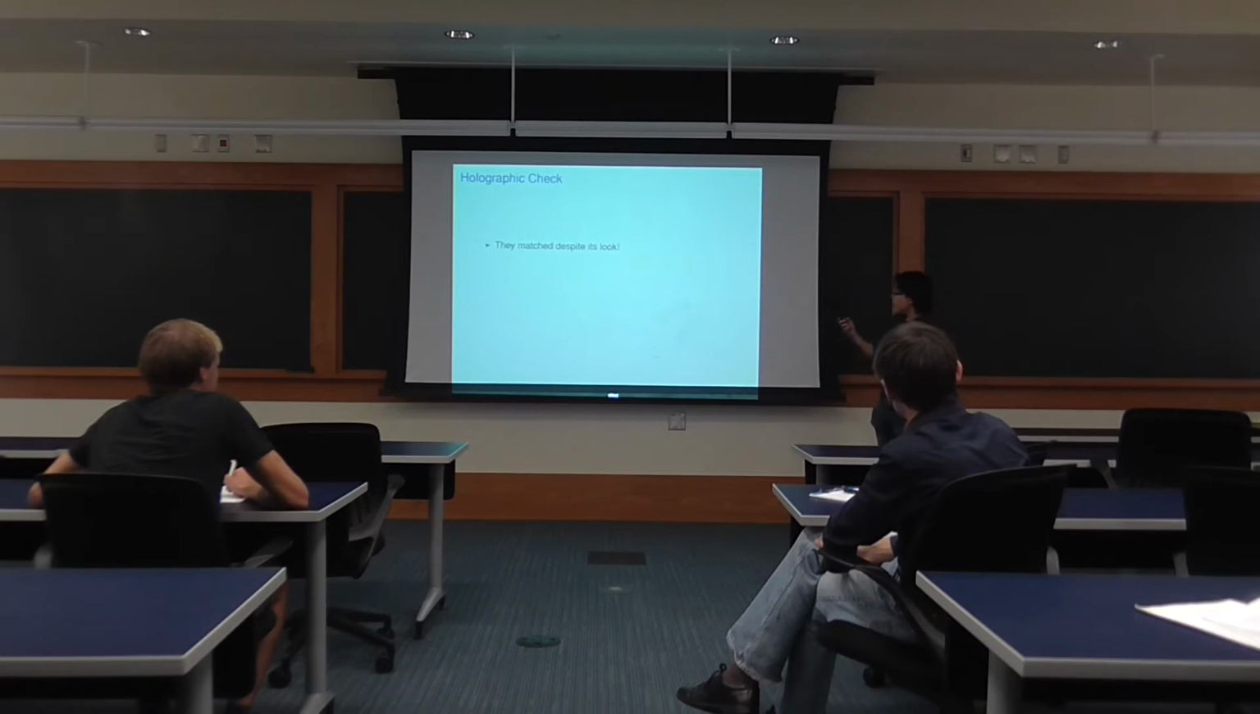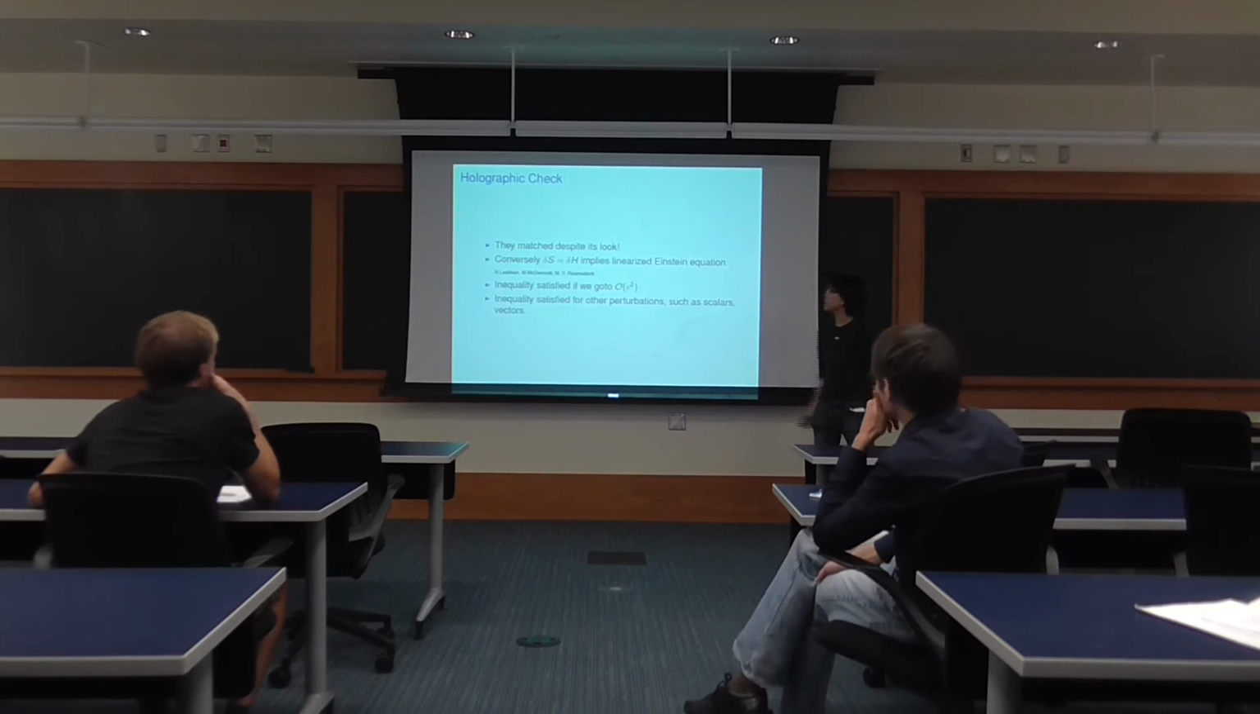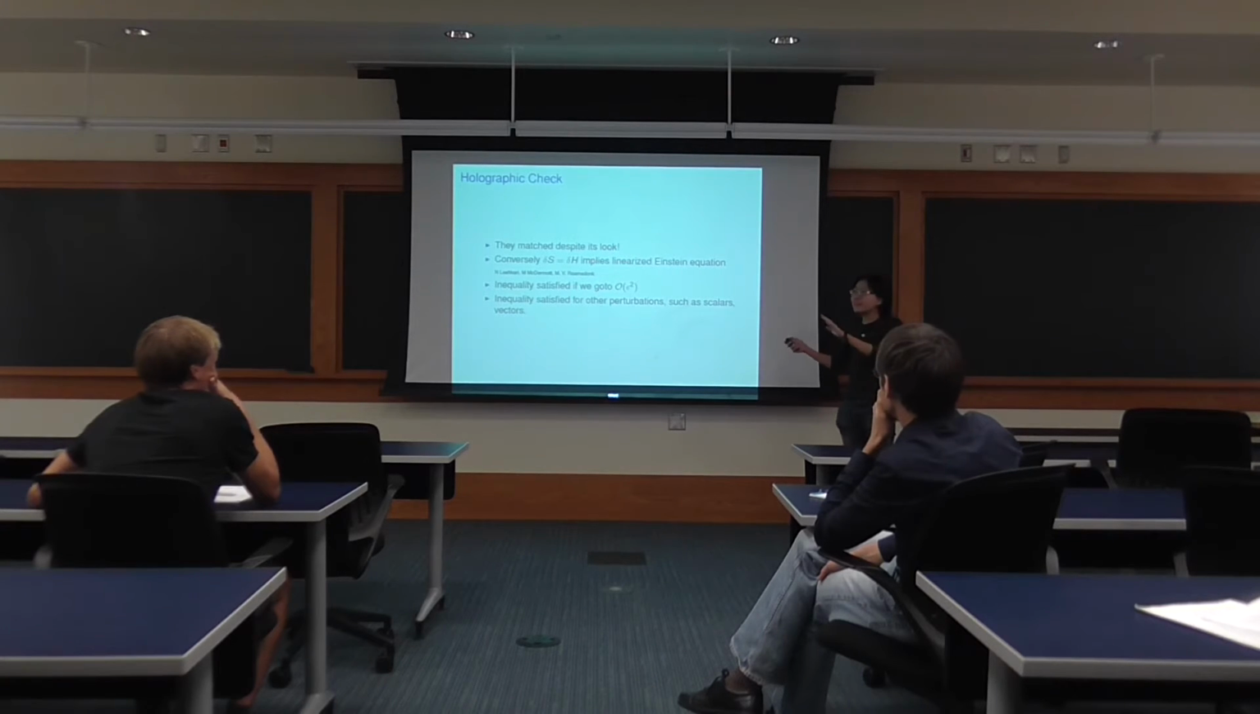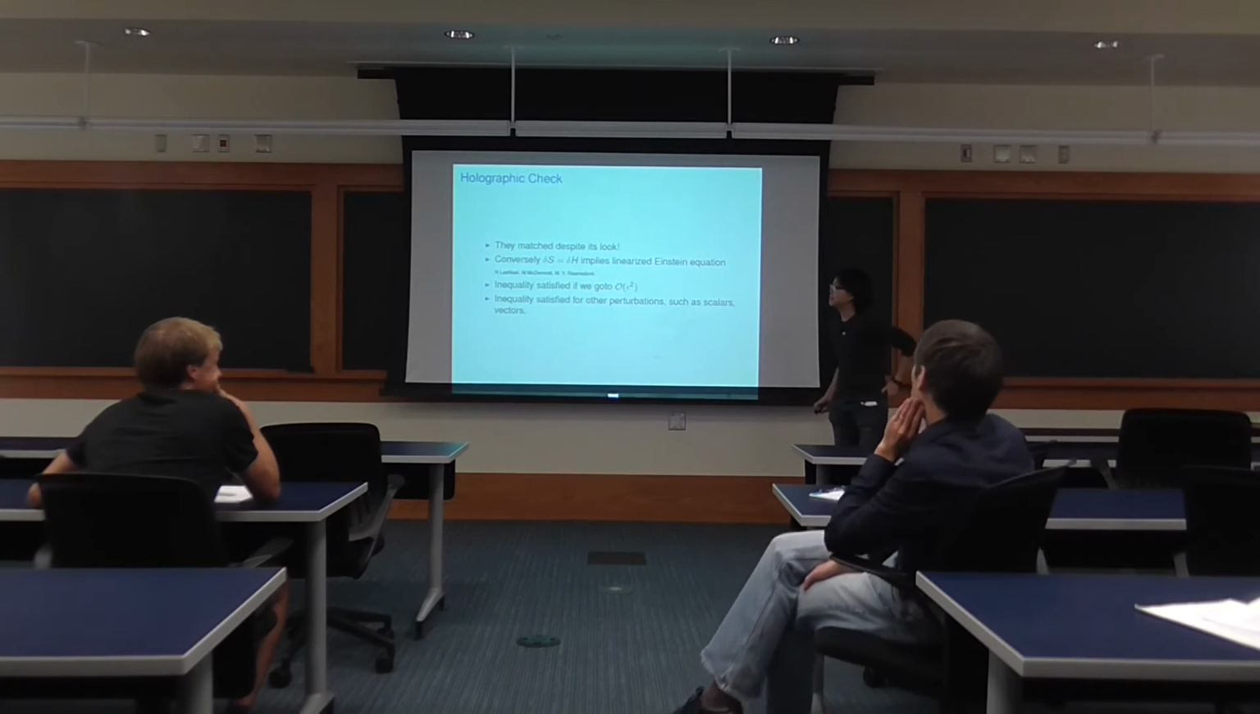I think more remarkably, it was proved by these people a couple of weeks ago that suppose I take as a requirement that to linear order delta S is equal to delta H. It actually implies the linearized Einstein equation. So relative entropy knows about the Einstein equation, and I think that is quite remarkable.